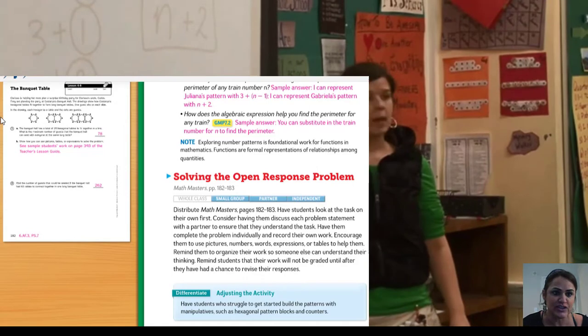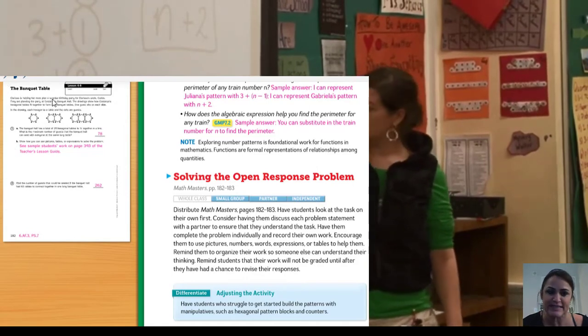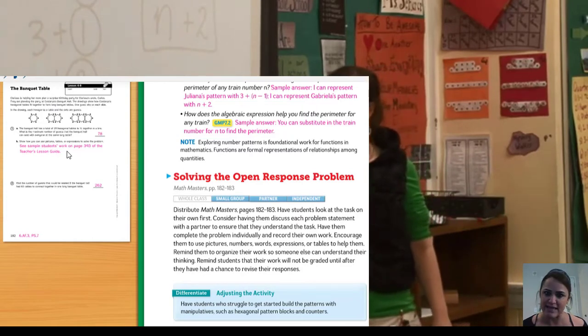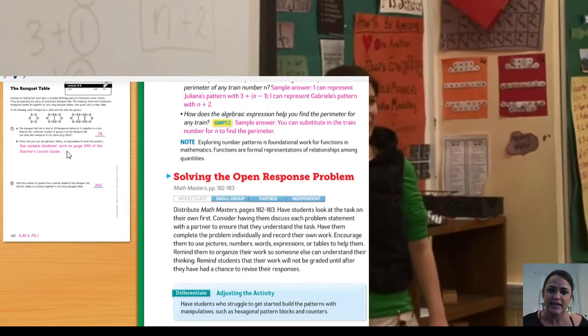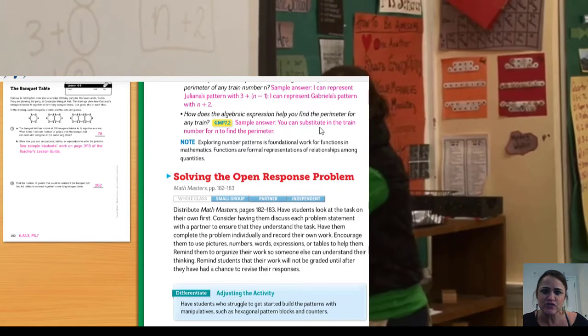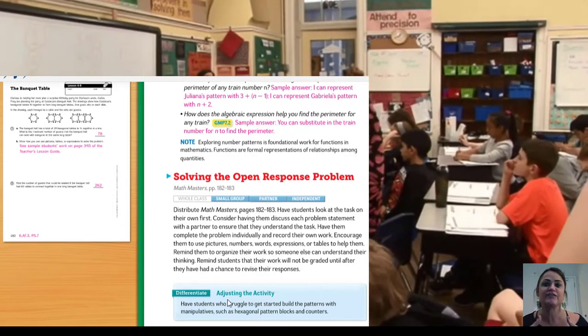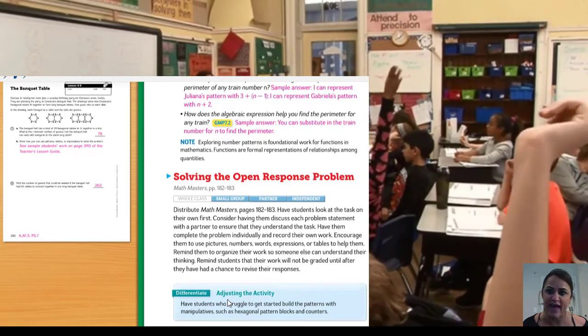In your teacher edition, you're going to see the banquet table open response task that students are now ready for because of that background that we built. And for you, the teacher, notice it gives you sample examples of what kids would say, as well as a way to differentiate right in the flow of the actual lesson.